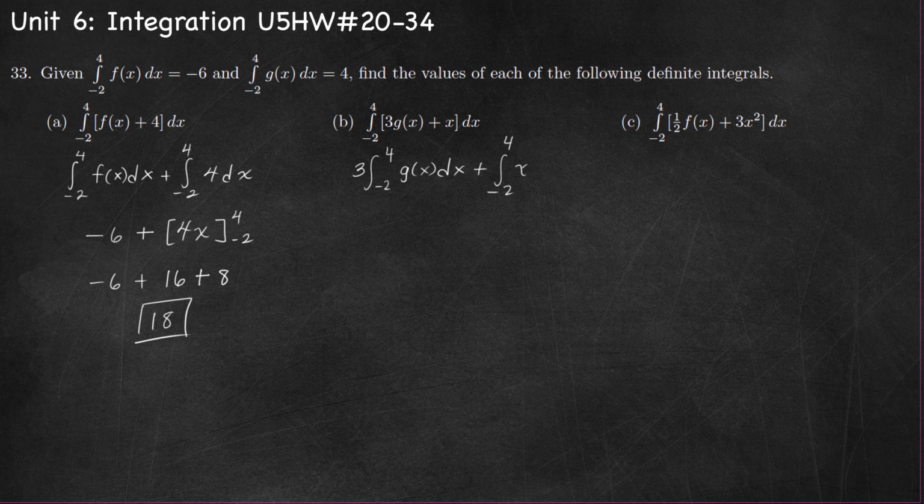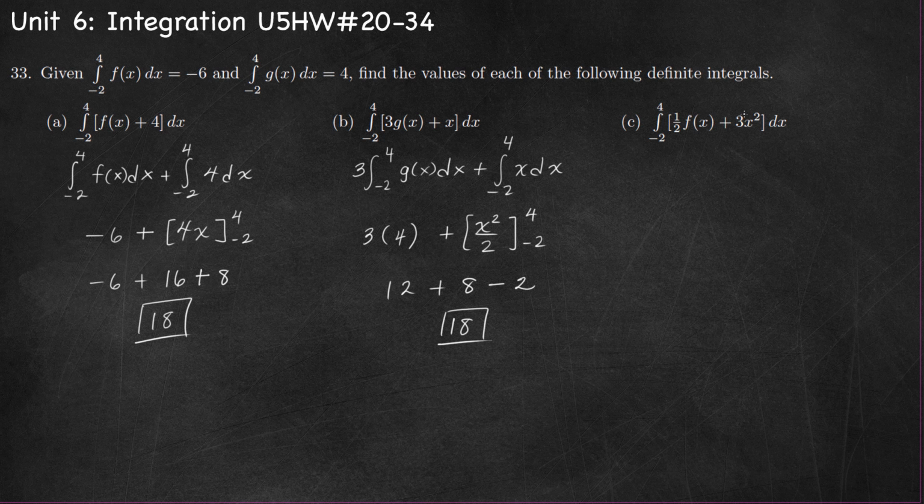plus the integral from negative 2 to 4 of x dx. We were told the integral of g from negative 2 to 4 is 4, so I have 3 times 4, plus, but we have to find this next integral ourselves. The antiderivative for x is x squared over 2, and we're evaluating from negative 2 to 4. So we get 12 plus, I sub in the 4, I get 16 over 2, minus, I sub in negative 2, and I get 4 over 2. So this is 12 plus 8 is 20, minus 2 is 18.